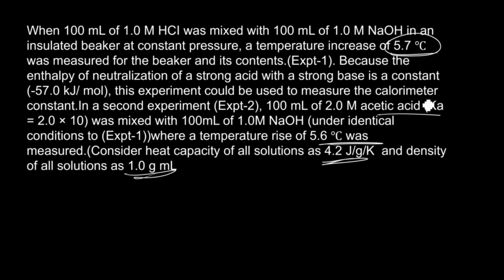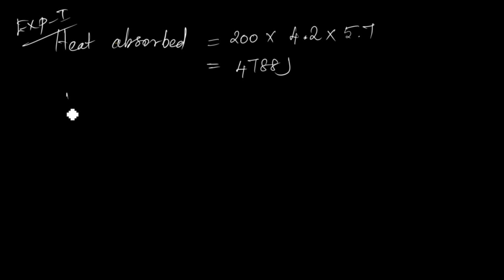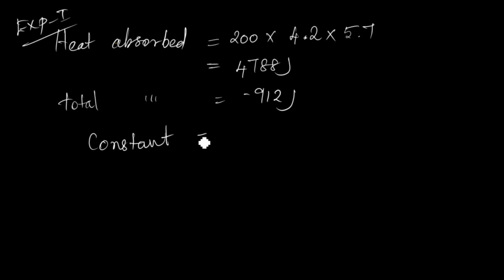So they have mentioned that the enthalpy of neutralization of a strong acid with a strong base at constant pressure is minus 57 kilojoules. So total heat absorbed will become 5700 minus 4788, which will become 912 joules. Okay, so the calorimeter constant is 912 divided by 5.7, that is our temperature change, which will give you 160 joule per Kelvin. Right.